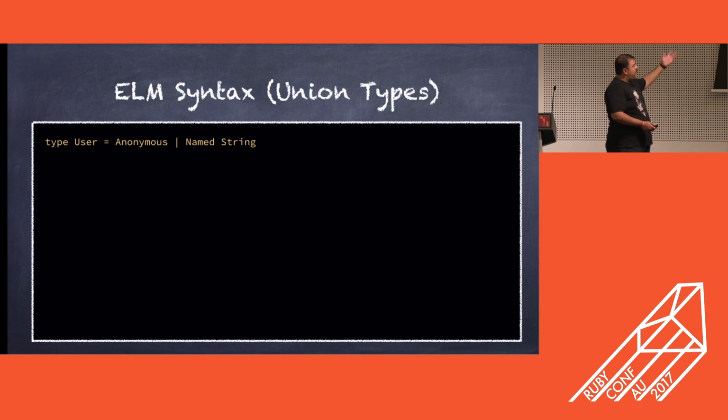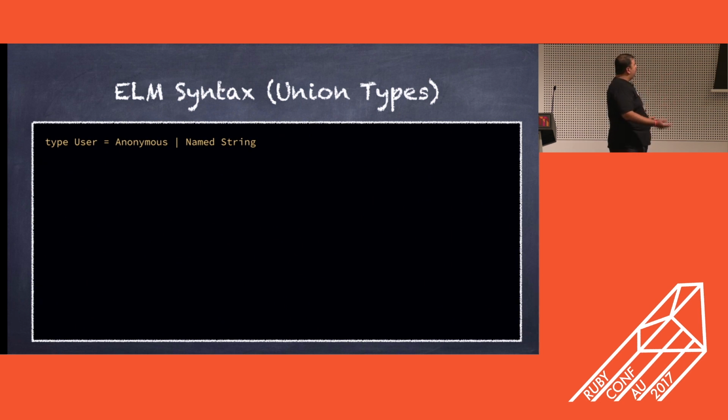So for this, we are going to go through an example. We have a chat application, and we have two kinds of users, a user who's logged in, or a user who's anonymous. Now we need to define this thing in Elm, and how do you define it? We say we have a type user, and it could be anonymous, or it could be a name string. The pipe sign is basically just an or. So a user can take either anonymous or a name string value.